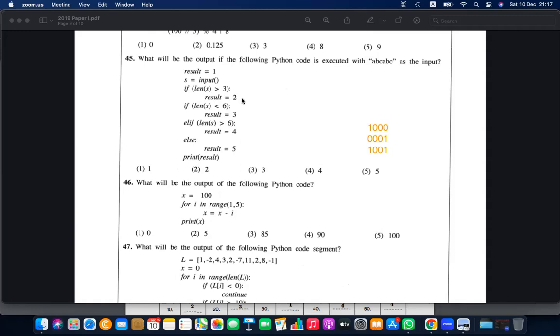Then if the length is less than 6, it's not. If the length is greater than 6, it will automatically come, because these ifs are not connected. You can see this is an individual if and this is another individual if. The result is 2 for sure, but it will come to the next if as it is independent. If it is less than 6, no. If it is greater than 6, also no. Then it goes to the else part, because it is not less than 6 and not greater than 6, it is exactly 6. Therefore, the result is 5. That will be printed, and 5 is the answer there.